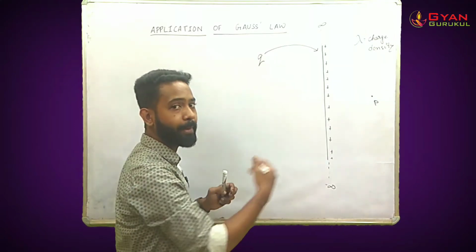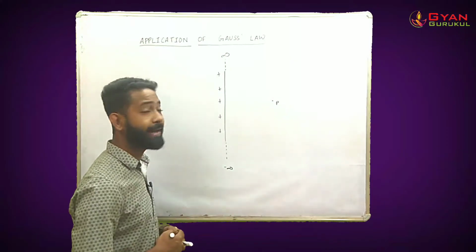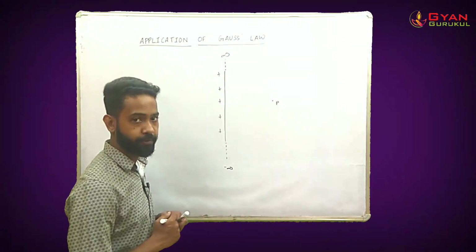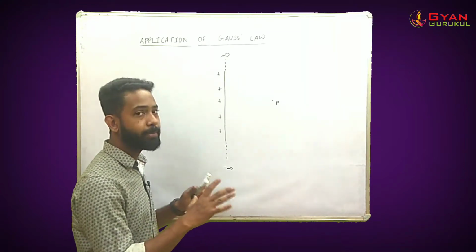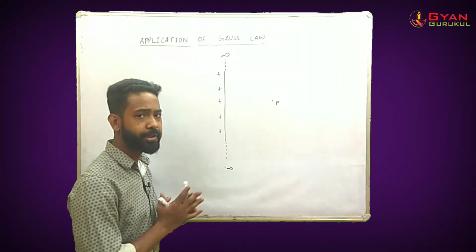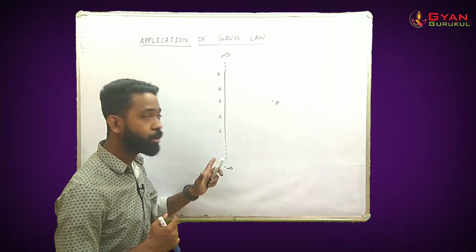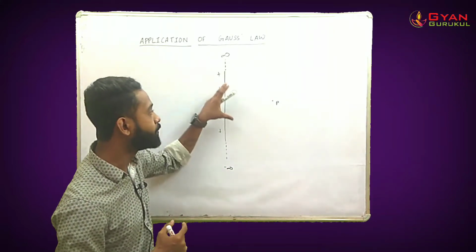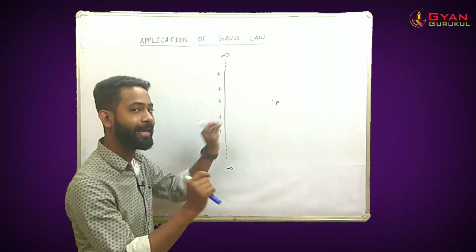For that we'll be applying Gauss's law. Let's see how. In order to find the electric field at the point P, the first thing we need to draw is a Gaussian surface. Now what do we actually mean by a Gaussian surface? A Gaussian surface is nothing but an imaginary surface that helps us draw a diagrammatic view including the object for which we need to find the electric field.